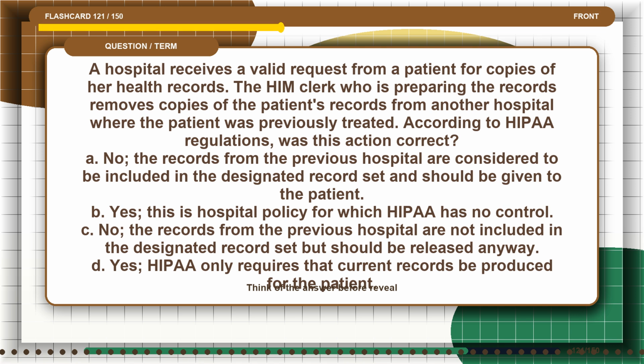B. Yes. This is hospital policy for which HIPAA has no control. C. No. The records from the previous hospital are not included in the designated record set but should be released anyway. D. Yes. HIPAA only requires that current records be produced for the patient. Think of the answer before the reveal.